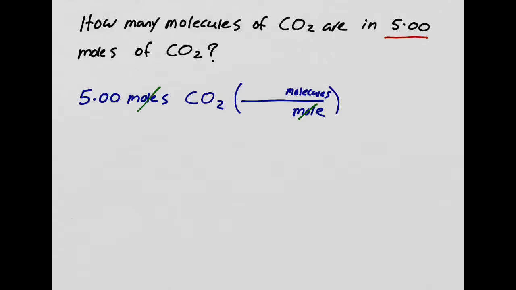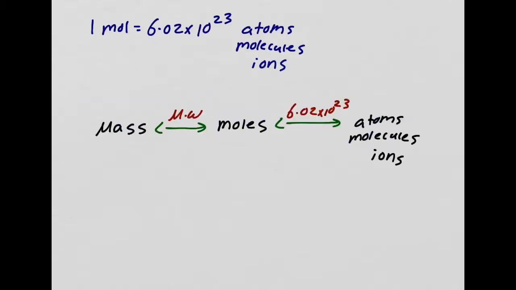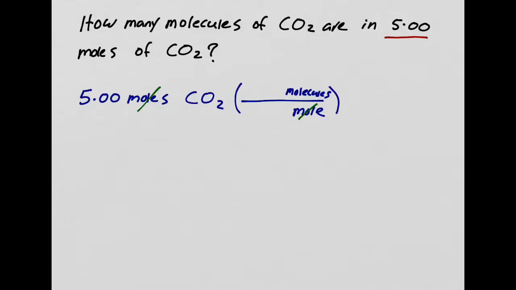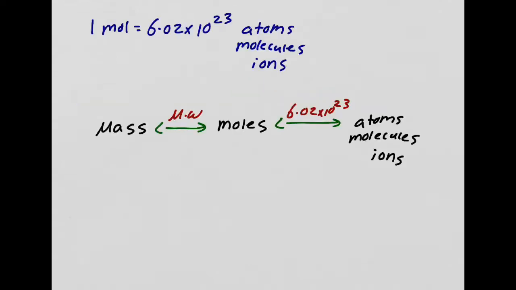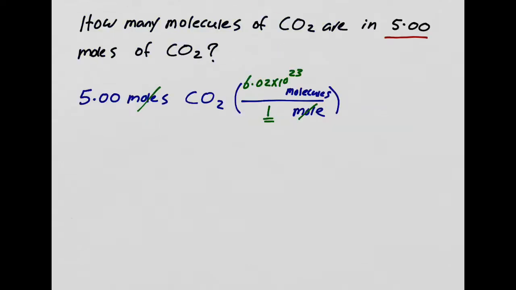Now, how do I go from moles to molecules? Avogadro's number. How do you go from moles to molecules? Avogadro's number. And we said Avogadro's number is always for 1 mole. 1 mole is 6.02 times 10 to the 23rd. Avogadro's number is always for 1 mole, right? 1 mole is that number. So far so good. So the moles cancel out, and what I end up getting is molecules.